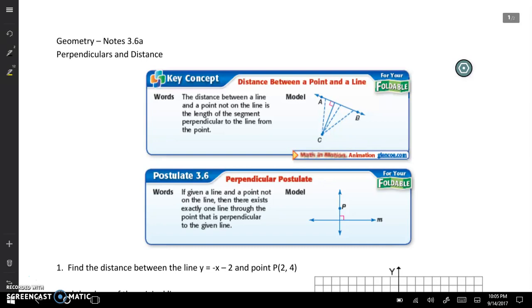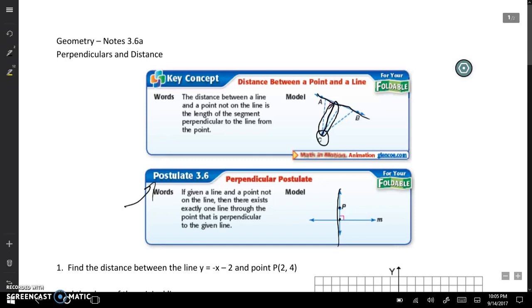Okay, so we're going to use a couple ideas first. The first thing is to find the distance between a line and a point that's not on the line. If we're trying to find the distance of line AB and point C, it's going to be the length of the segment that is perpendicular to that line. So this right here, we're going to find that length. We can do that because of postulate 3.6: if we have a point and a line, there's only one line that's going to be perpendicular.